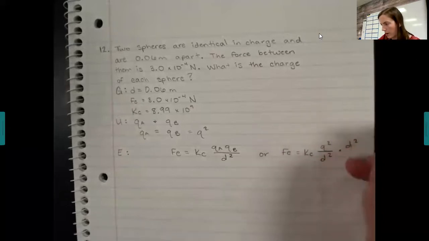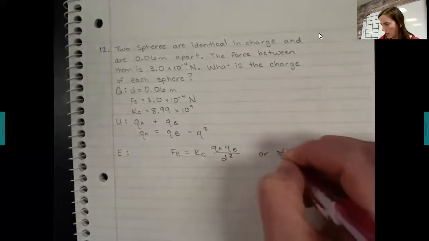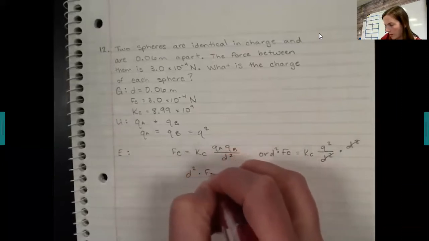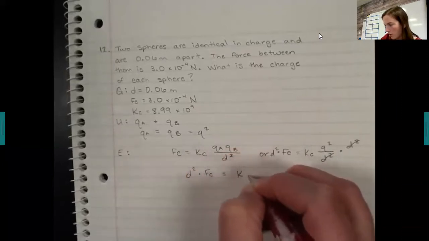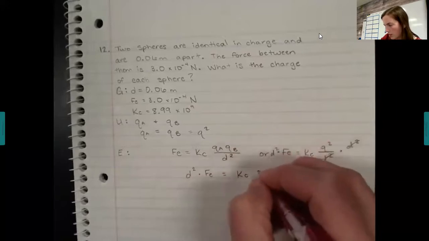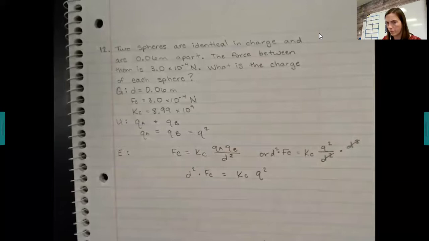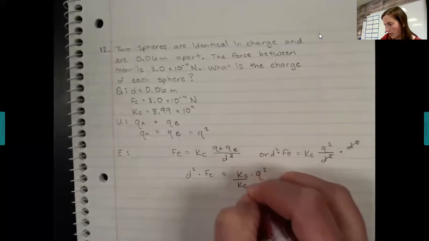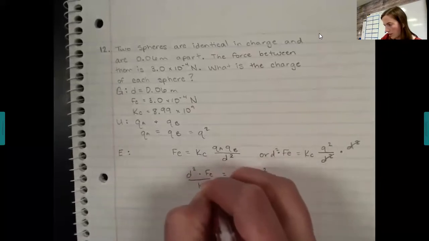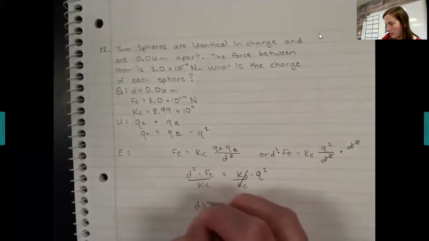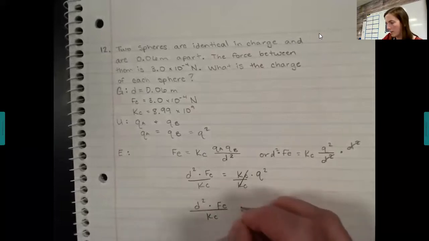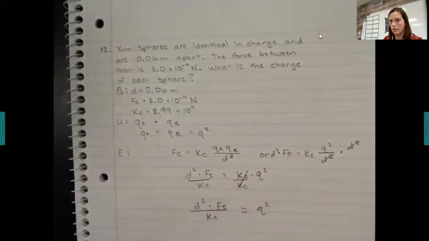We'll multiply by the distance squared on each side of the equation. Okay, so that's distance squared times the electric force is equal to Coulomb's constant times Q squared. So now we'll get this constant on the other side. Okay, so we're going to have distance squared times the electric force divided by the constant is equal to Q squared.